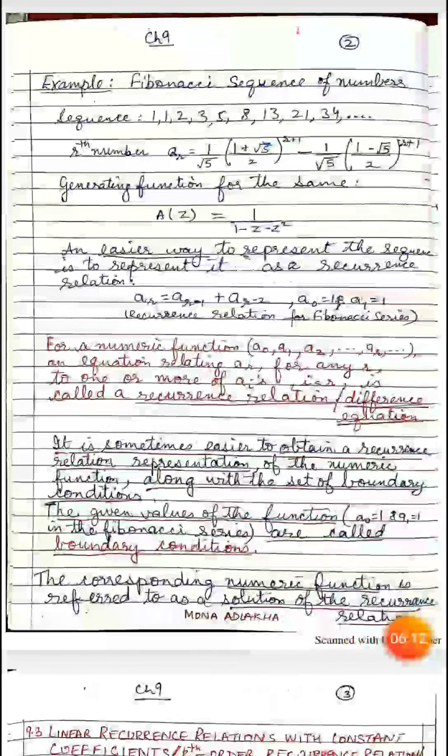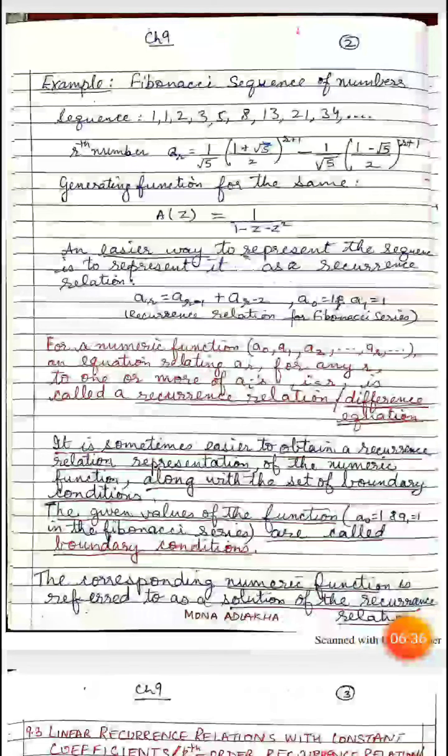An easier way to represent the sequence is to represent it in a recursive relation. So you have a_r equal to a_(r-1) plus a_(r-2), obviously with the two initial terms, a0 equal to 1 and a1 equal to 1. So this is a recurrence relation corresponding to the Fibonacci series.